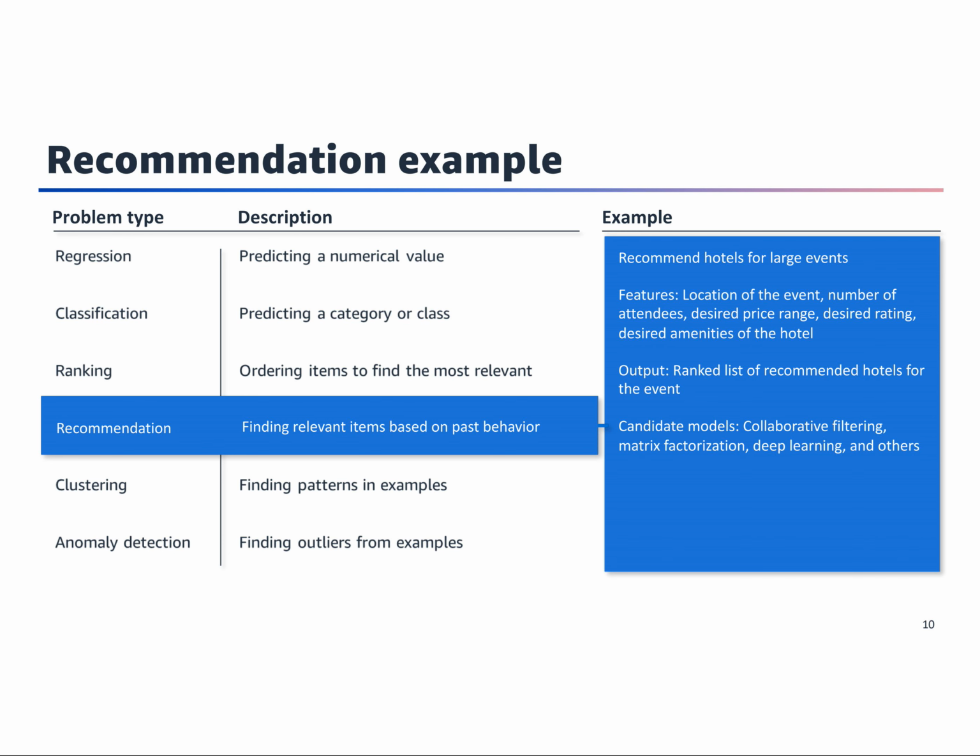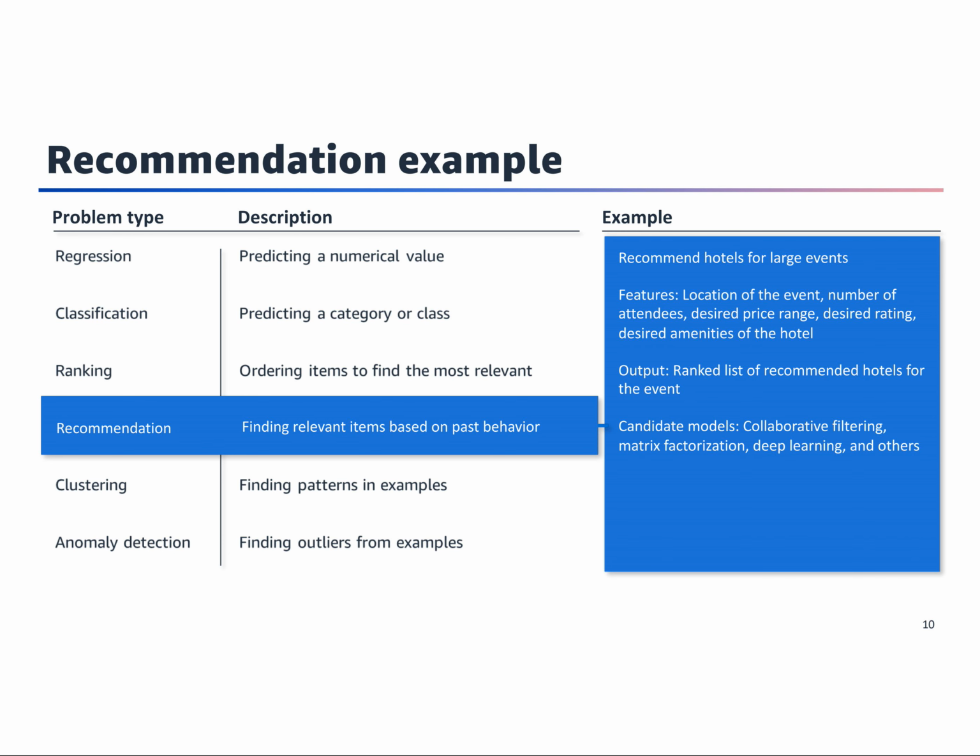To solve this problem, you would need to train an ML model on a dataset where the input features and the desired output, the characteristics of the recommended hotels, are known. You could then use this trained model to recommend hotels for a new event, given the characteristics of the event and the desired characteristics of the hotels. There are several models that you could use to solve this recommendation problem.